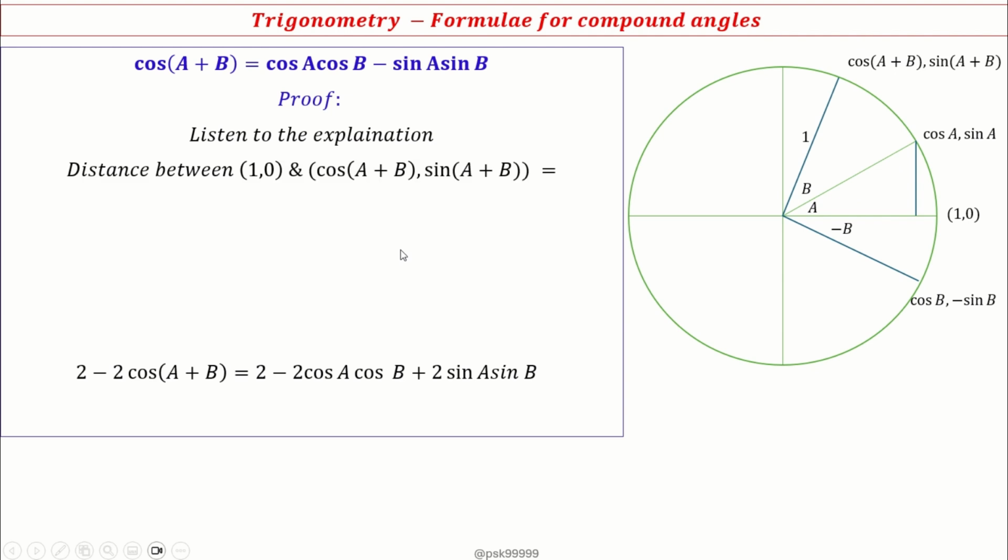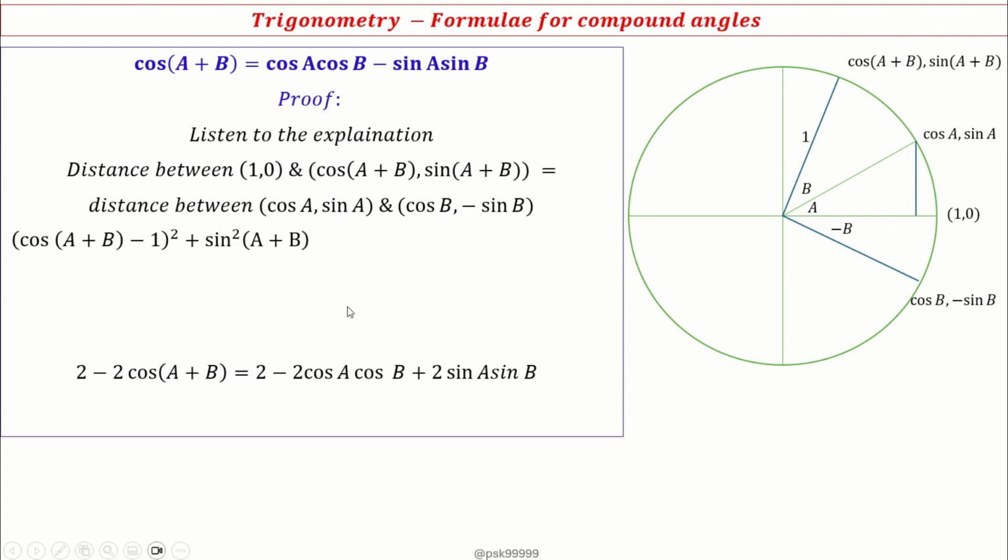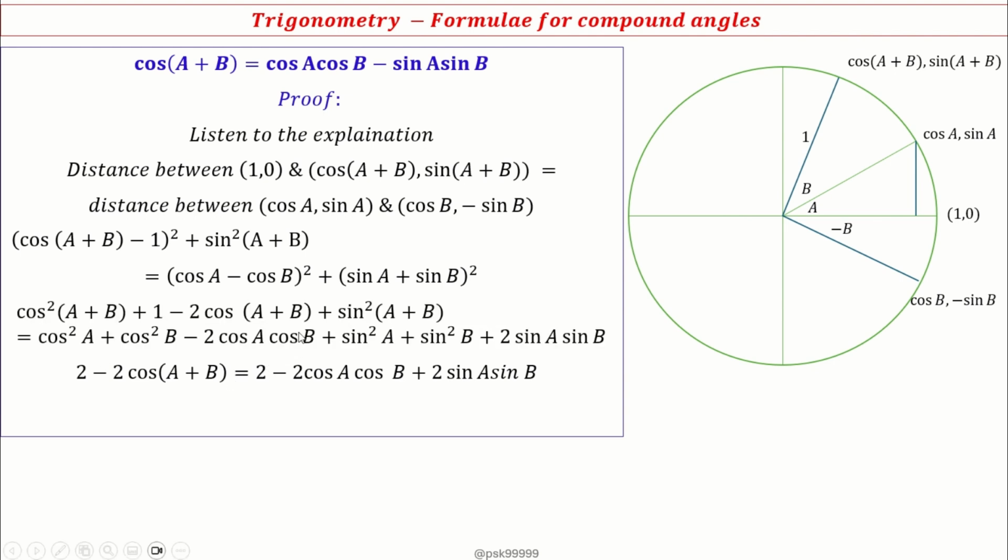So the distance between these 2 points, 1 comma 0 and cos(a plus b), comma sin(a plus b), is equal to the distance between cos a, sin a and cos b, minus sin b. So just apply the distance formula. Of course, you can remove the square root, because on both sides the square root can be cancelled. If you simplify this, what you will get is cos(a plus b) equals cos a cos b minus sin a sin b. This is the proof of this one.